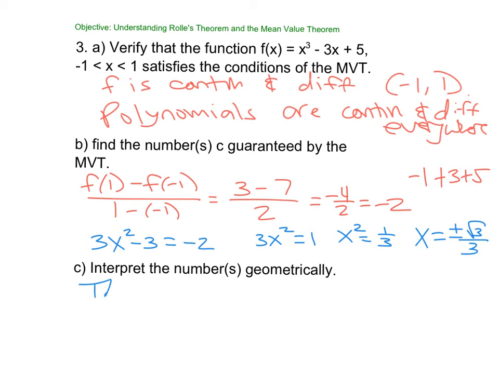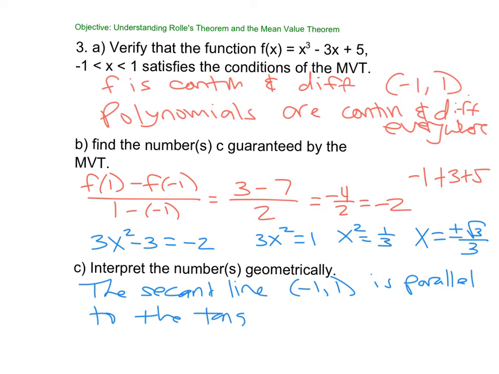The secant line from -1 to 1 is parallel to the tangent line at x equals plus or minus √3 over 3. Another thing to think about it is the average y value, right? Or the average slope. It's approximately going to be √3 over 3.